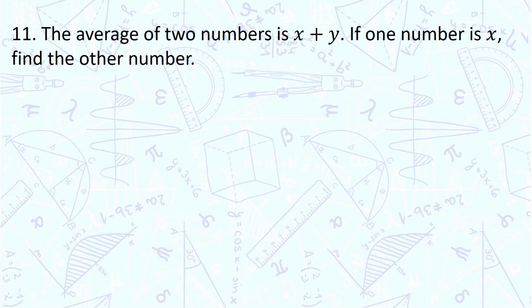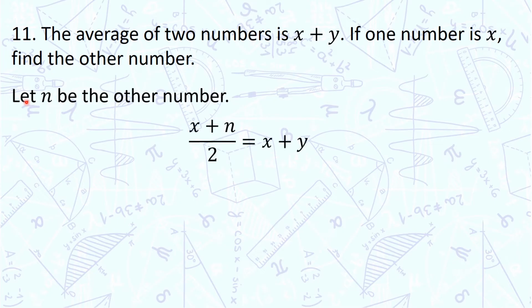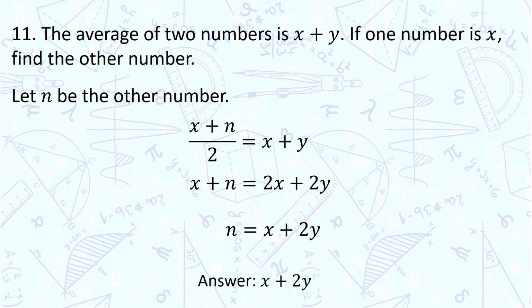Question number 11. The average of two numbers is x plus y. If one number is x, find the other number. Let us use another variable to represent the other number. We use n. So the equation would be x plus n over 2, because that is the average, equals x plus y. Multiplying both sides by 2, we get x plus n is equal to 2x plus 2y. Subtract x from both sides, then we get n is equal to x plus 2y. Hence, the other number is x plus 2y.